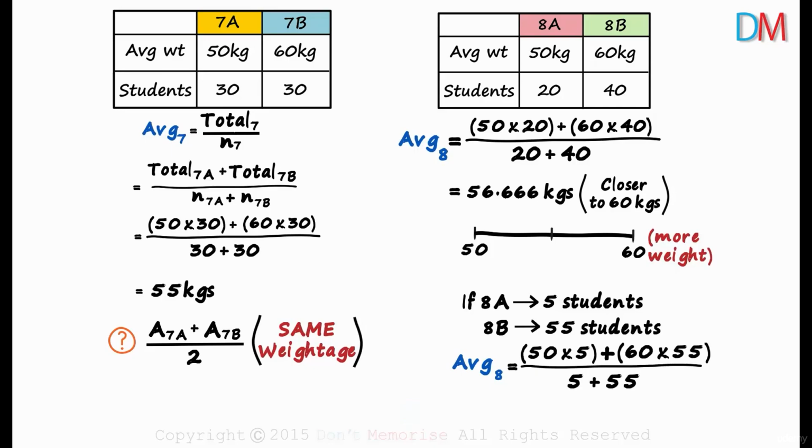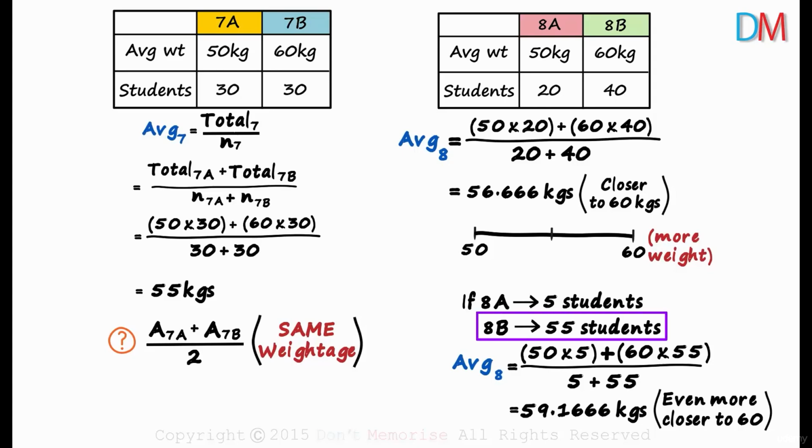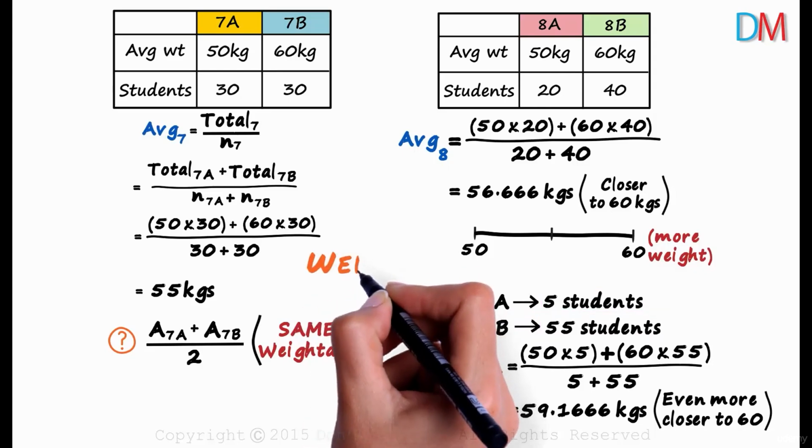It will equal this: 50 times 5 plus 60 times 55 divided by 5 plus 55. Solving this will give us the average as 59.1666 kilograms. And clearly, this is even closer to 60. And why is that? Clearly because 8B has more weightage. It's 55 versus 5. This is the concept of weighted average.